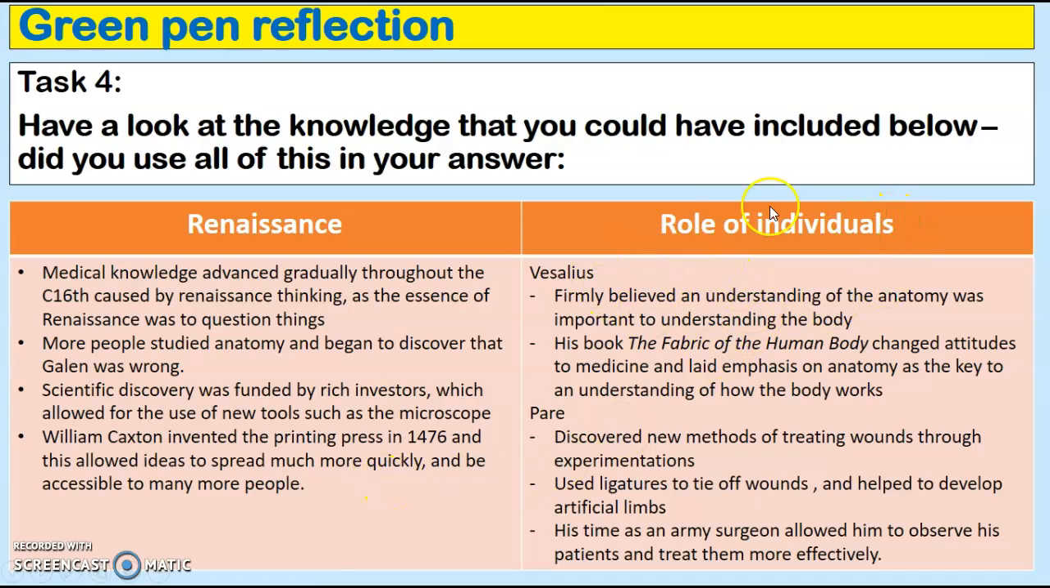In addition, the role of individuals helped to change and improve medical knowledge in the 16th century. For example, Vesalius firmly believed understanding of the anatomy was important to understanding the body. In his book, The Fabric of the Human Body, he challenged Galenic thinking and laid emphasis on anatomy as the key to understanding how the body works. Paré too discovered new methods of treating wounds through experimentation, using ligatures to tie off wounds, and helped develop artificial limbs. His time as an army surgeon allowed him to observe his patients and treat them more effectively. Which of this information did you use in your answer?